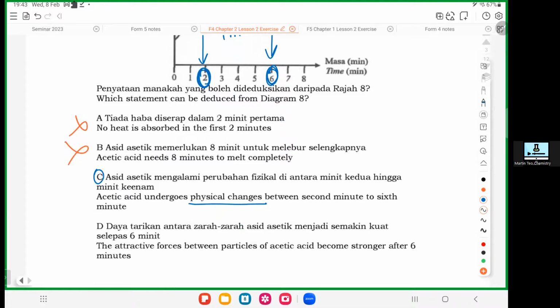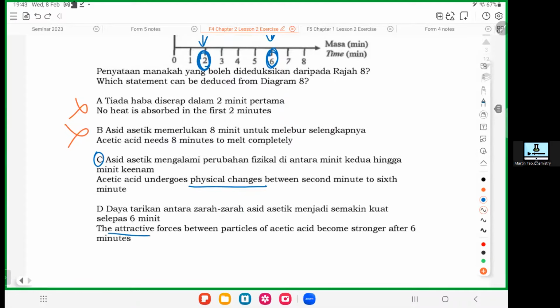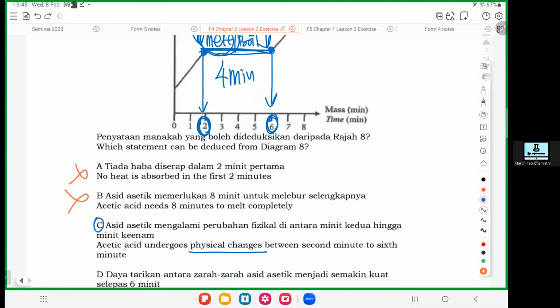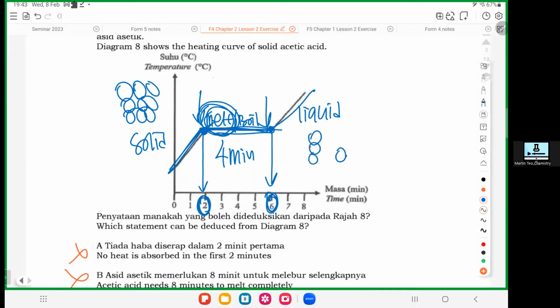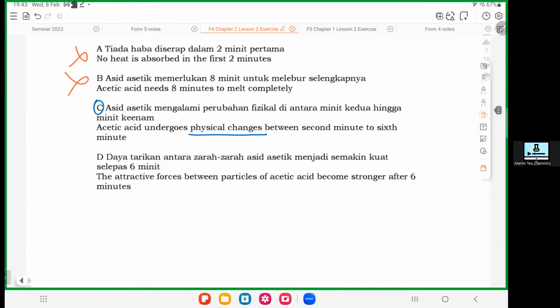All right, so why can the answer not be D? The attractive force becomes stronger after 6 minutes. After 6 minutes, it has melted and become liquid. Before 6 minutes, everything is solid. In liquid, the force is weaker, because in solid everything is sticking together. In liquid, not everything is sticking together. The more they stick, the stronger the force. So the liquid force should be weaker than the solid. But the answer says stronger.